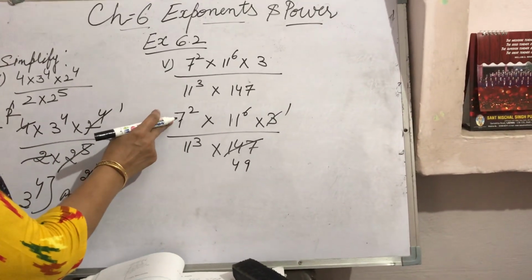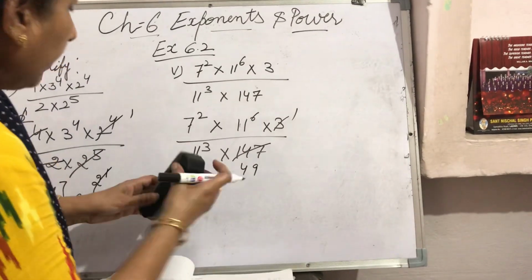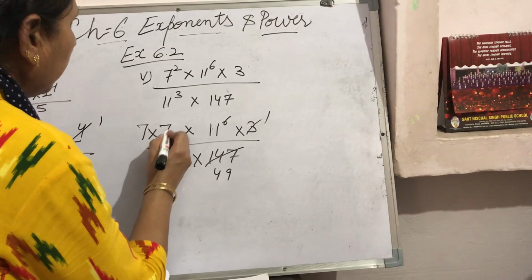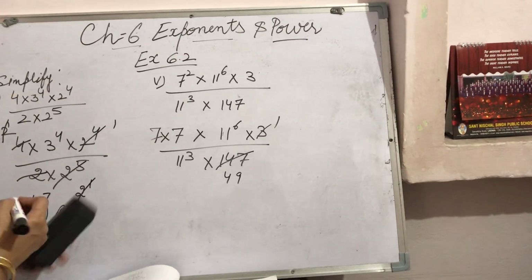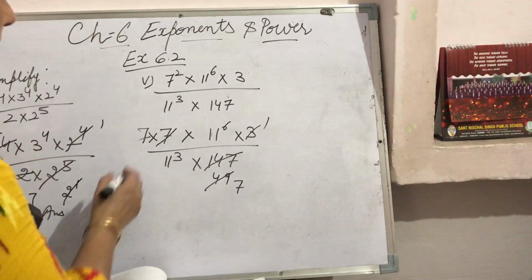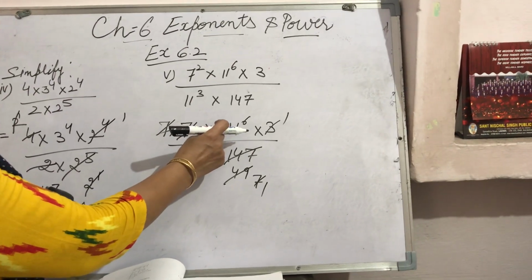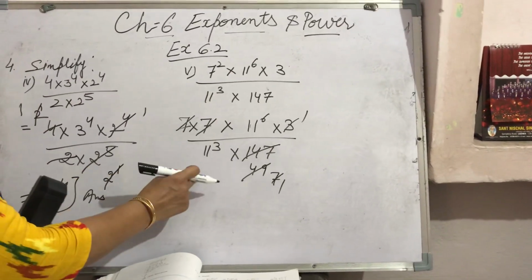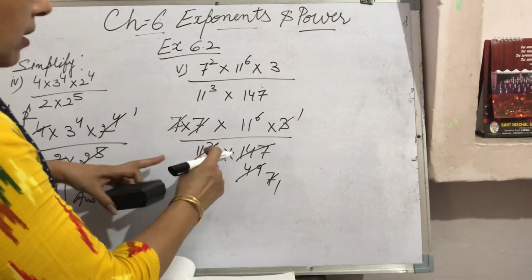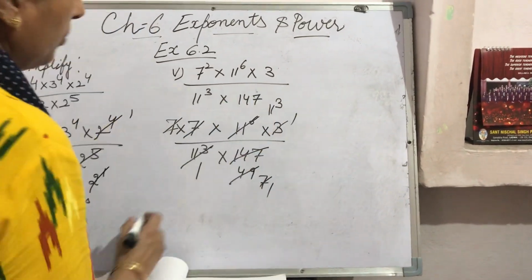Now here we have 7 square. 7 square means 7 7s are 49, or we can expand it and write 7 multiplied by 7. Now we can reduce: 7 7s are 49, again 7 1s are 7. Now we have left only 11 raised to power 6 and 11 raised to power 3. Same bases are there and division is there. We have to subtract these powers. 6 minus 3, we have left only 11 raised to power 3.